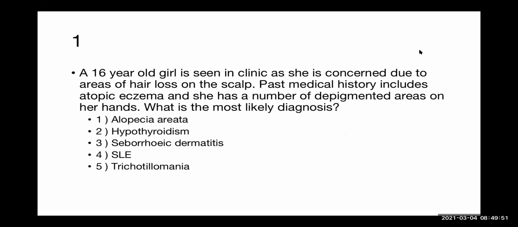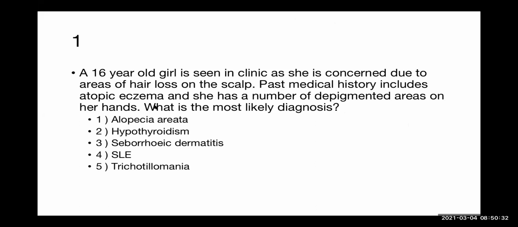So listen here, I'm going to read this question for you and give you a bit of time to think and solve it. Then we are going to talk. So see here, this is a 16-year-old girl we've seen in clinic as she is concerned due to areas of hair loss on the scalp. Now, what do you mean by hair loss on the scalp? What is the medical term for that? Yes? Alopecia. Exactly. But we don't know what type of alopecia it is, because there are different types of alopecia. So let's move further.